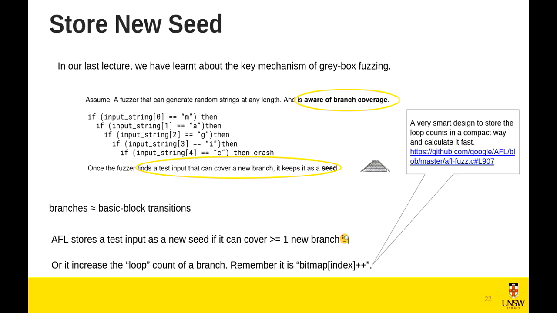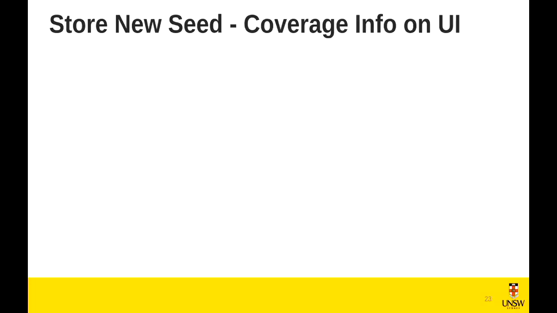But calculating this is very tricky. How do we do it very compactly and very effectively? AFL actually has a very smart design to store the loop count, but we won't explain it in detail here. That's too much detail. Let's continue. So basically you just need to know that whenever a test input can cover a new branch, AFL will keep it as a seed.